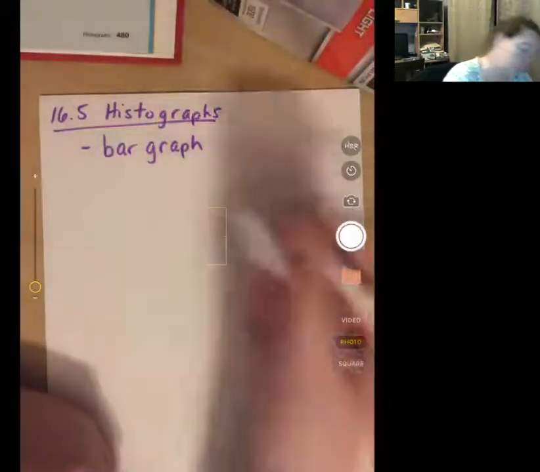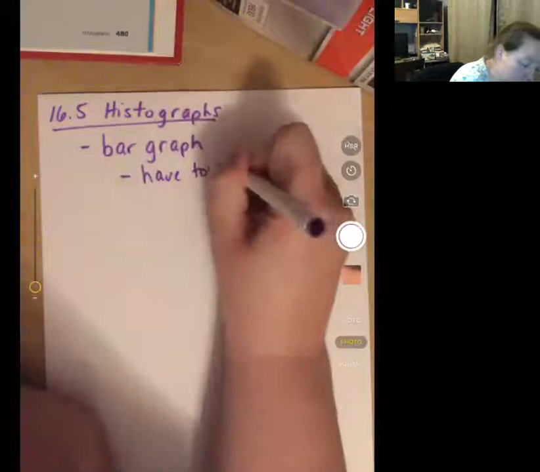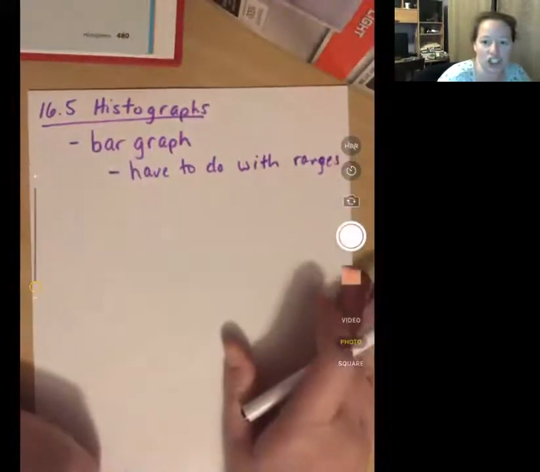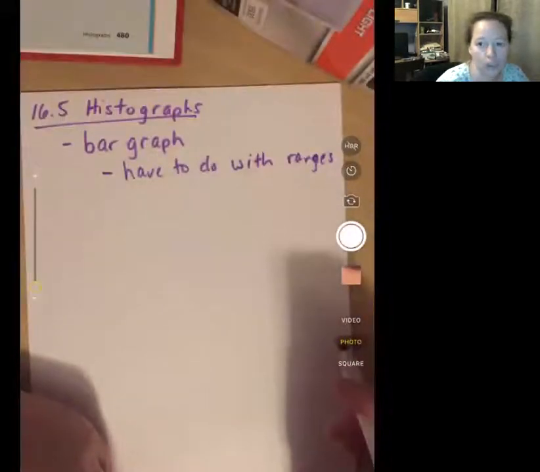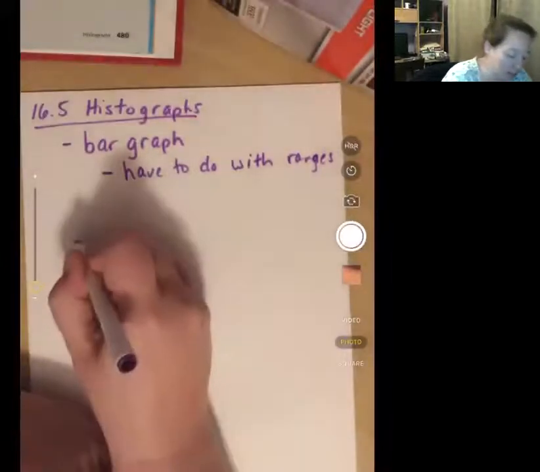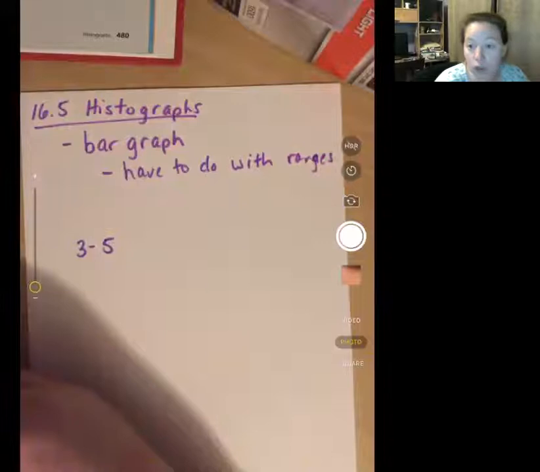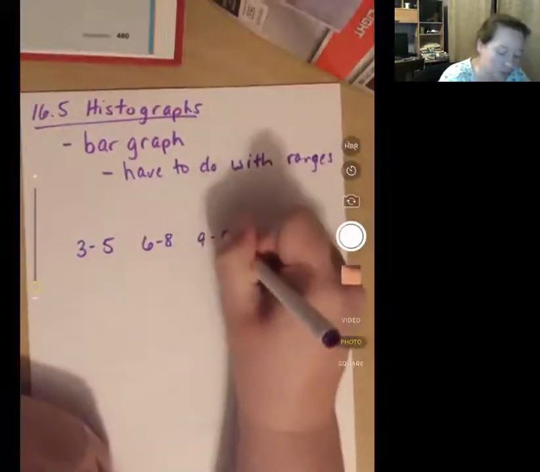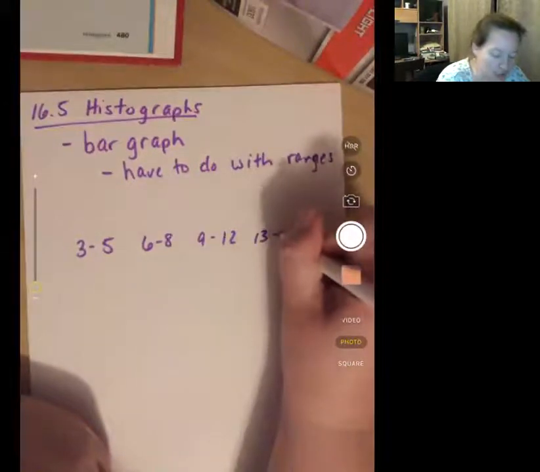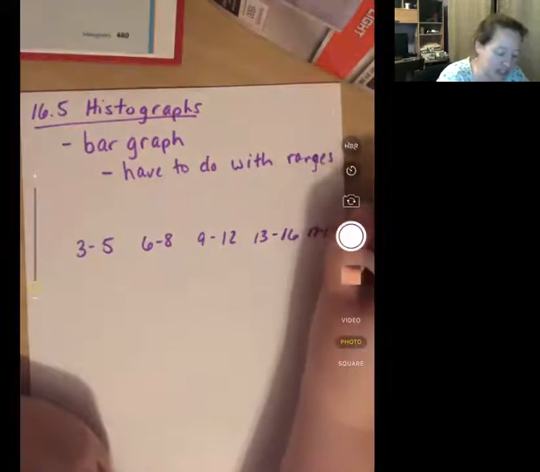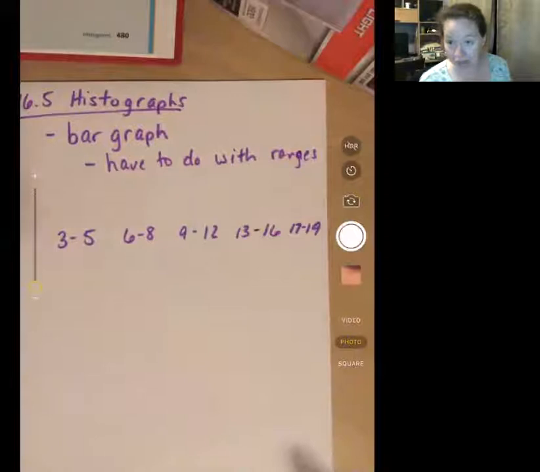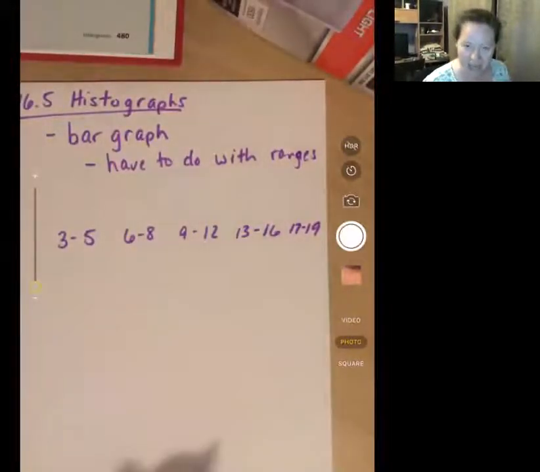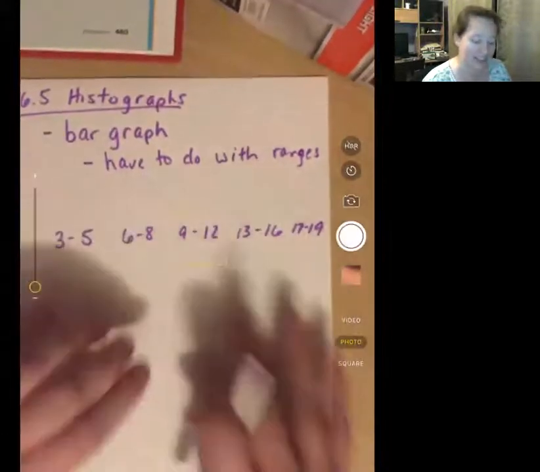Now, your book is insisting that histographs are special bar graphs, which have to do with ranges. So if I have data like ages or something like that, and I want to know how many 3 to 5 year olds there were going on a certain ride versus how many 6 to 8 year olds versus how many 9 to 12 year olds versus how many 13 to 16 year olds versus how many 17 to 19 year olds. Okay. I could make a bar graph. I could write the numbers up the side and put in exactly how many there were, and I could do it that way. And your book says that this is a histograph.